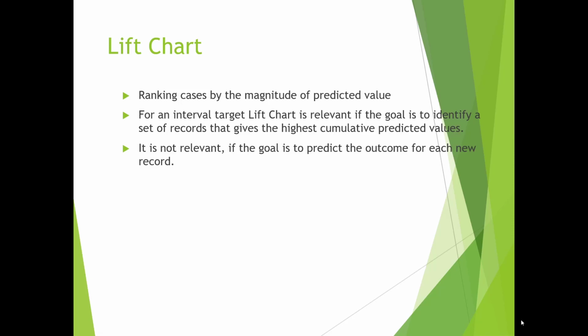Sorting is the key. So it is not relevant if the goal is to predict the outcome of each new record. If that's the goal, then lift chart is not going to work. Okay. So what we have now is the Toyota data set. We're going to come up with a model, and this one has all the predictor variables and the target variable price. We already have all that.